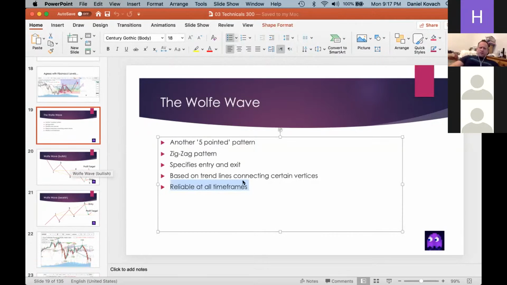So any questions so far on my approach to this, or any preconceived notions about Elliott Wave you want to clear up? Oh no. All right, good. Awesome.